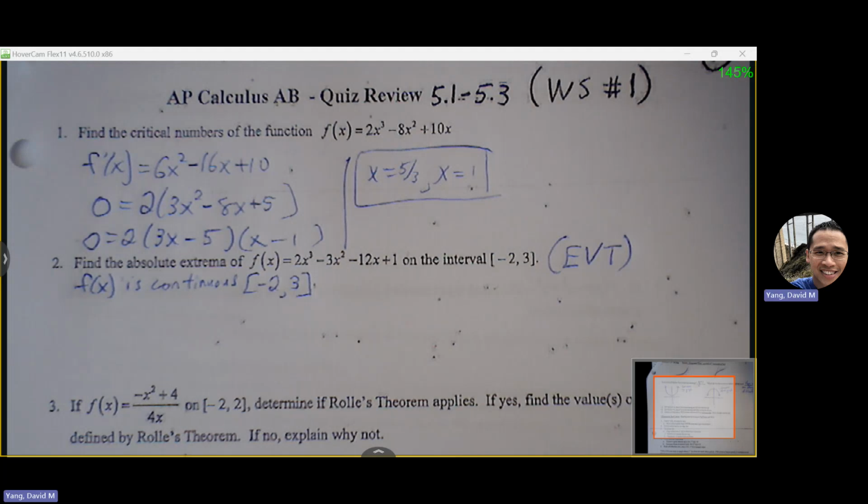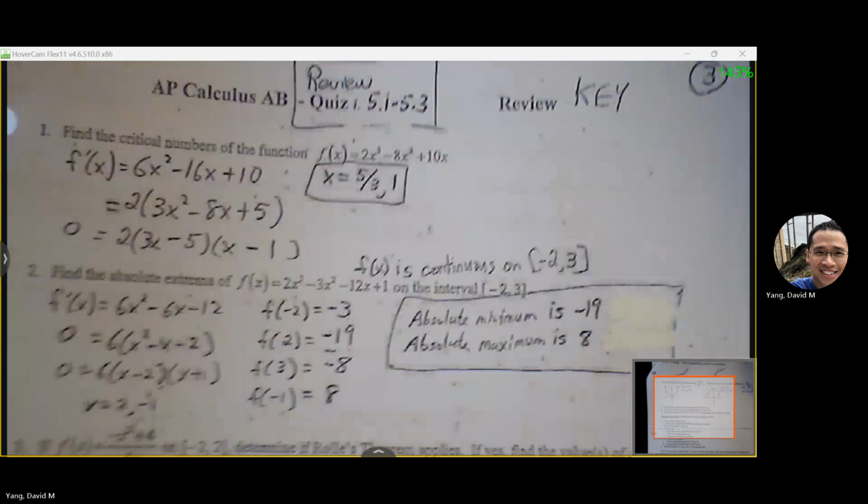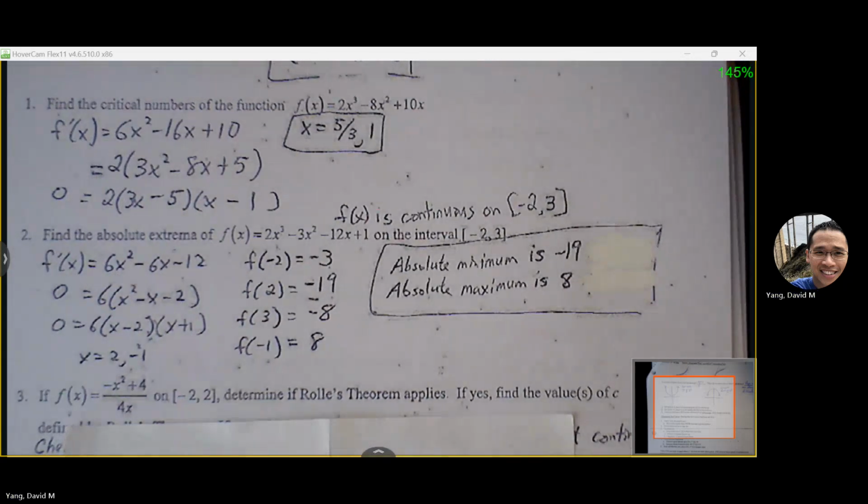And then when you find your candidates and your endpoints, you're going to plug them all back into the what? Now we're looking for locations, so they all get inserted back into the original function. And then we look at the y values, right? Highest y value is your absolute max. Lowest y value is your absolute min. Use your calculators for that.